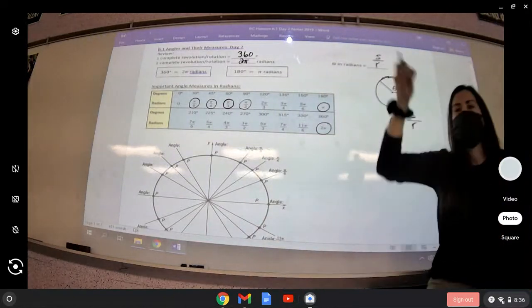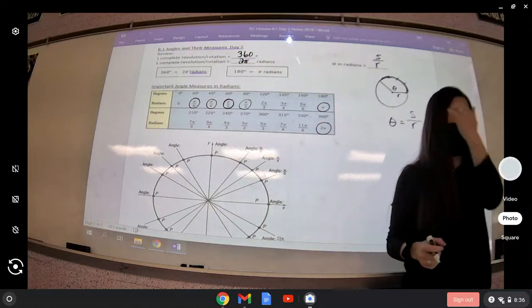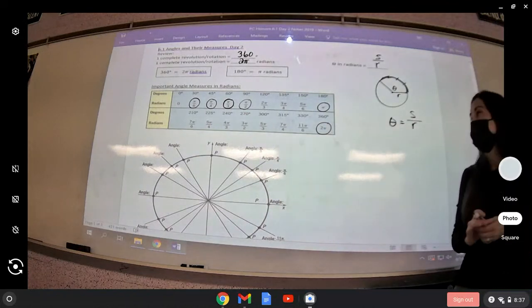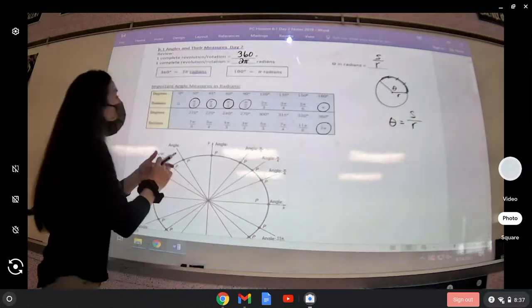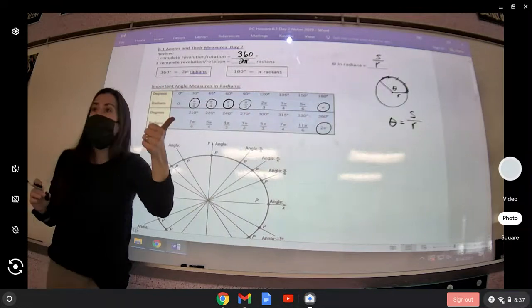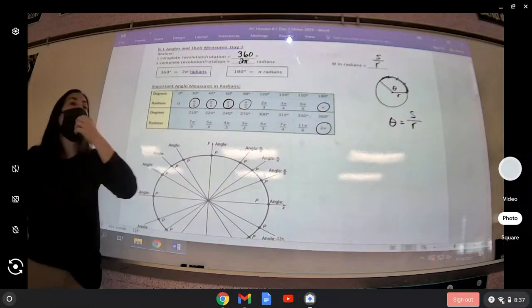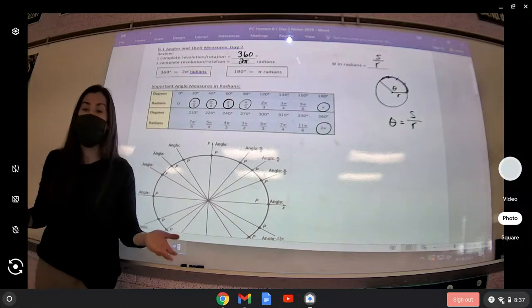When you see pi over 3, 60. When you see pi over 6, 30. When you see pi over 4, 45. You need to know these radian measurements. After you get done, everything else is either a multiple of a 30-degree angle, a multiple of a 60-degree angle, or a multiple of a 45-degree angle.